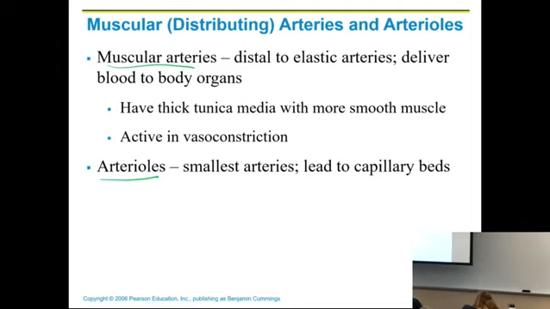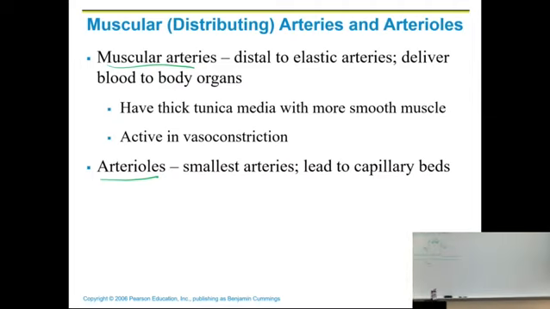Because when we get to the capillaries downstream, how many different layers does a capillary wall have? One, right? Super thin so that we can exchange, super delicate though. So if we had that pulsing blood arriving at the capillaries, they would just basically explode. And sometimes they do. So we have to protect them at all costs.